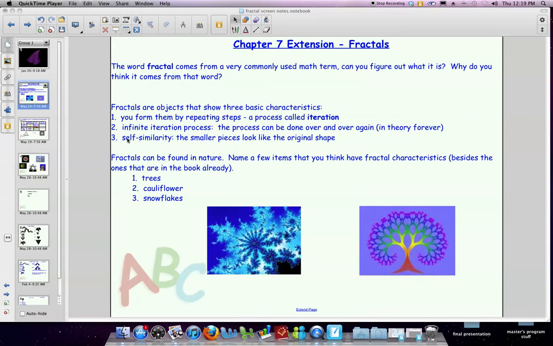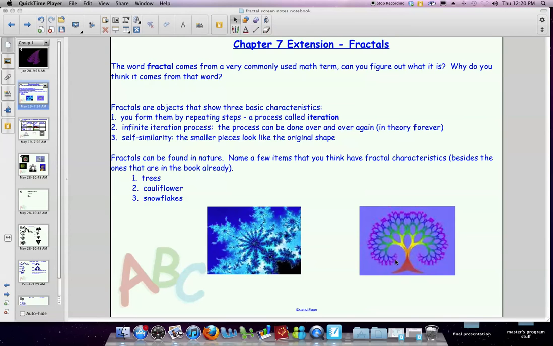The third characteristic that fractals have is called self-similarity, which means that if you took a small chunk of one of the fractals and blew it up to the same size as the original, they would look identical. They would be congruent to each other. That's why it's in this chapter.